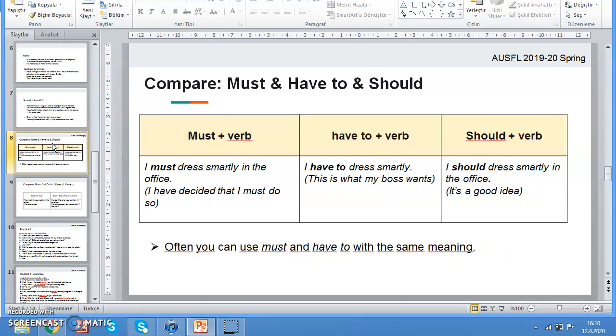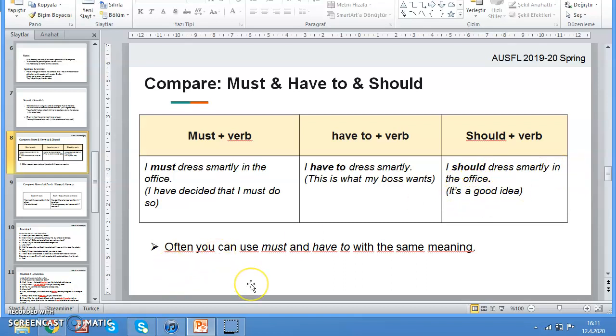To compare must, have to and should, they all have the same structure. They are all followed by the verb infinitive, but when it comes to the meaning, there is a slight difference. In the first one, I must dress smartly in the office means I have decided that I must do so. In the second one, I have to dress smartly means this is what my boss wants. And in the last one, I should dress smartly in the office means it's a good idea.